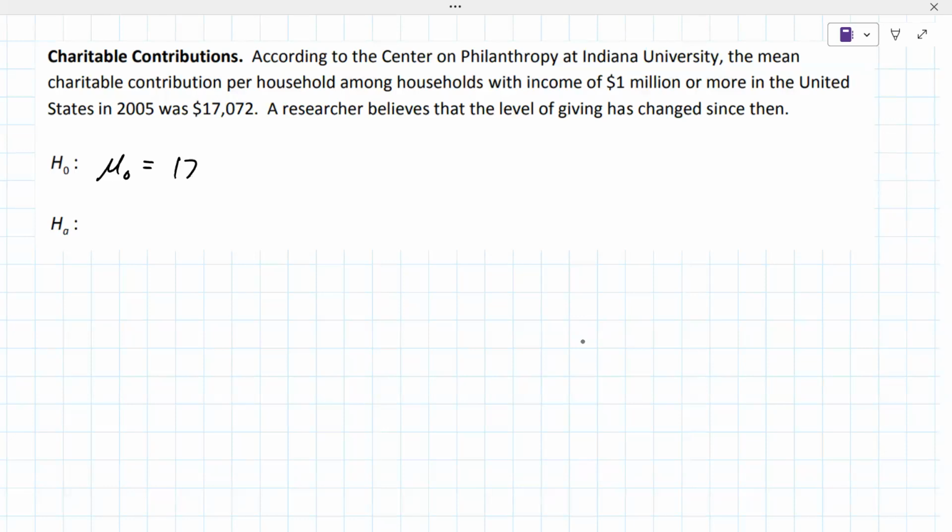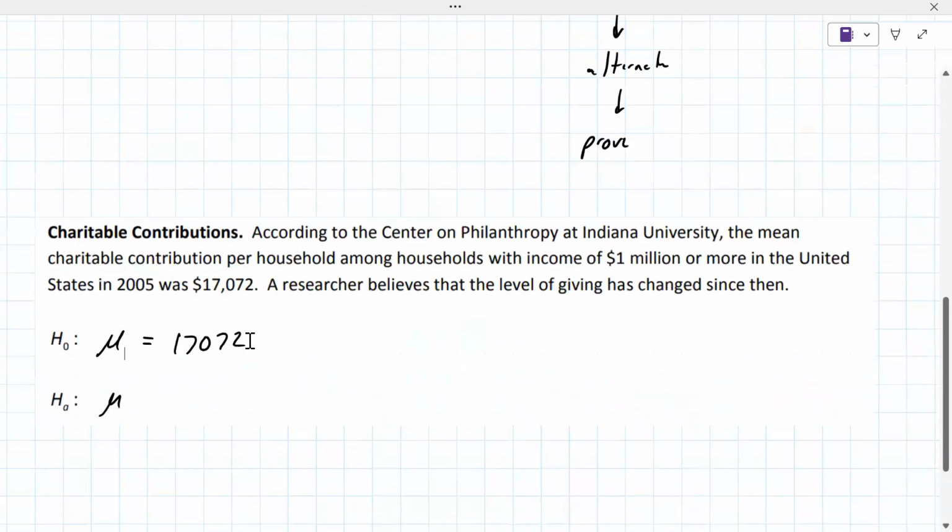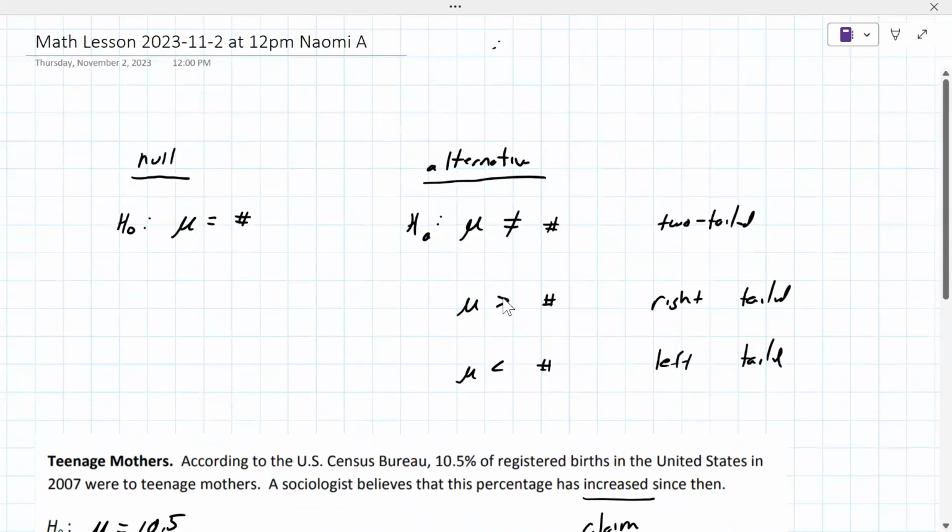17,000. Right, and that. Sorry, I don't need a mu zero, I just need a mu. Okay. And then mu, what is the symbol that goes next to it? Because it's a null, it's 0. No. Like what symbol? We got three possibilities here: not equal to, greater than, or less than. It's always the same number.